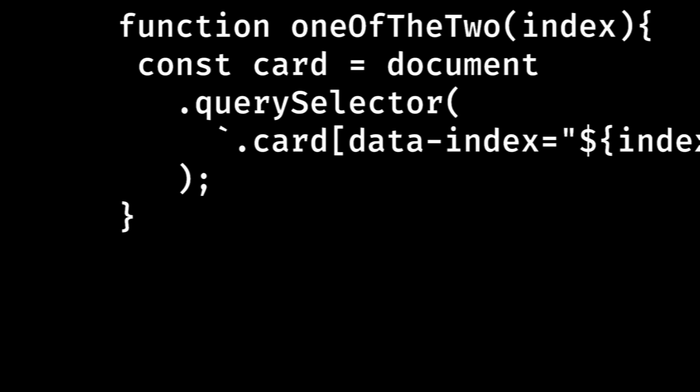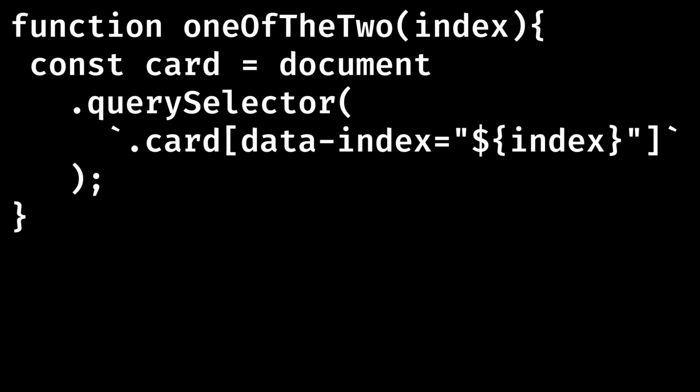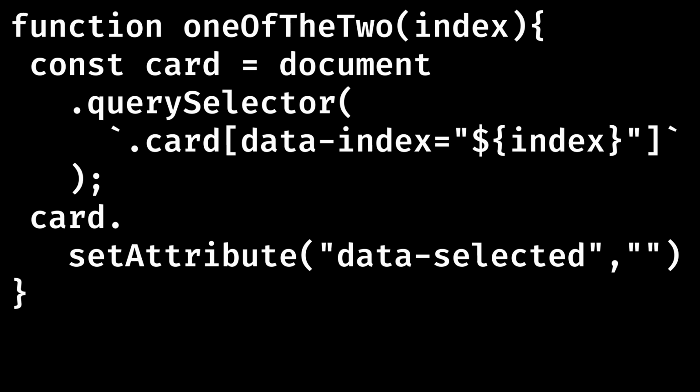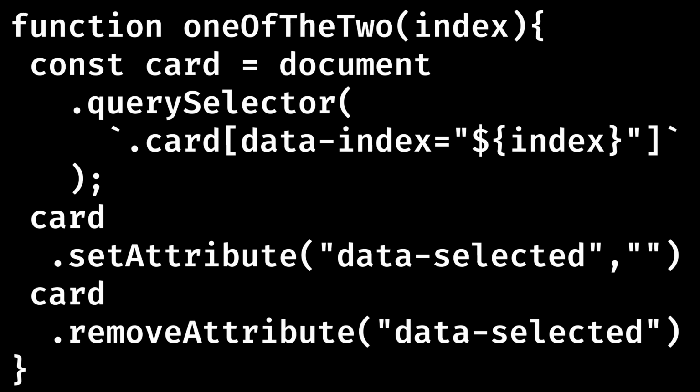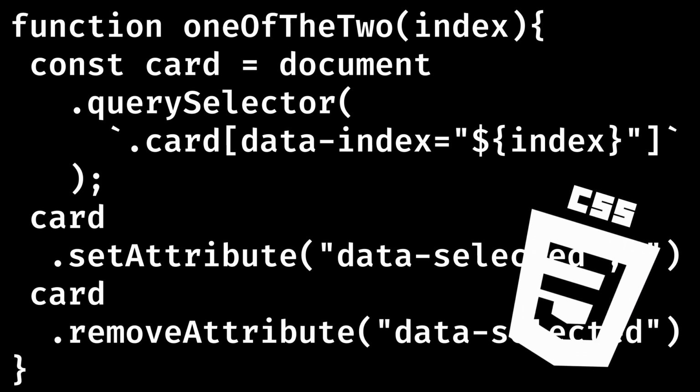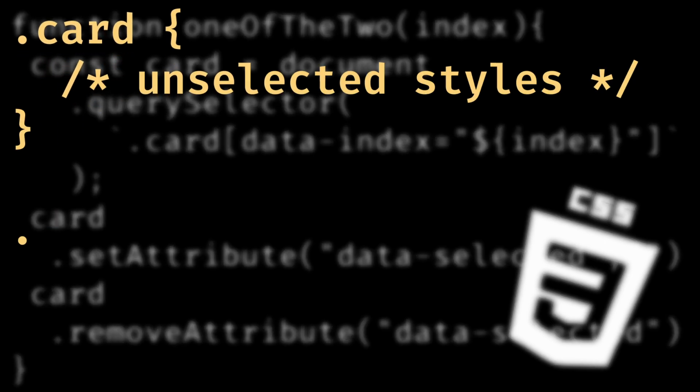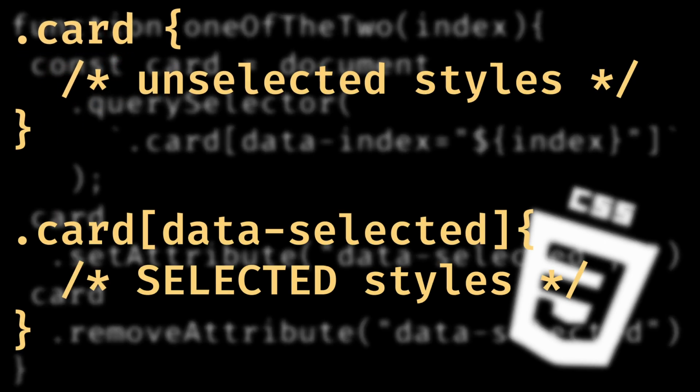Let me explain that. We first get our card with a query selector. No surprise there. Then we either add or remove the data selected attribute from it. After that, we have to set some styles. And I know I could just set them in the CSS based on the data selected attribute, but I did it this way and I'm too lazy to change it now, so don't judge, please.